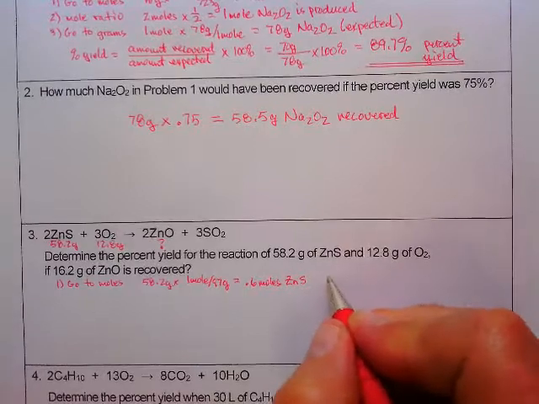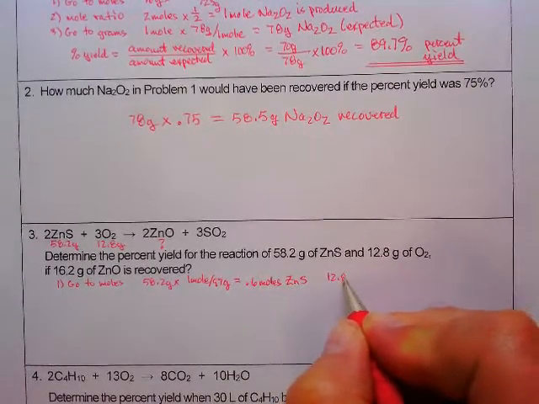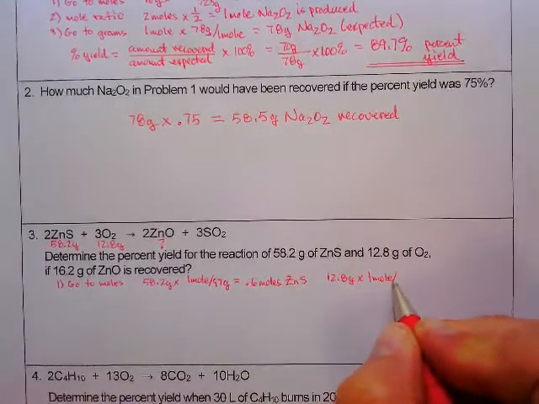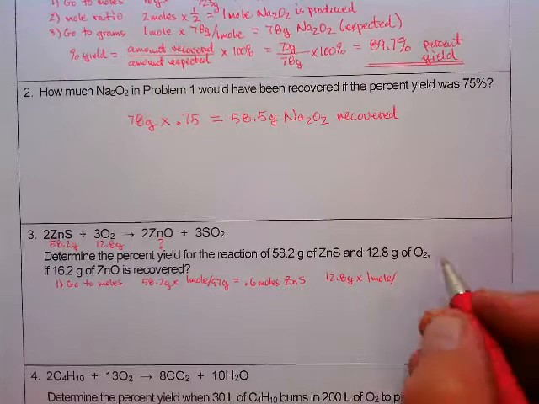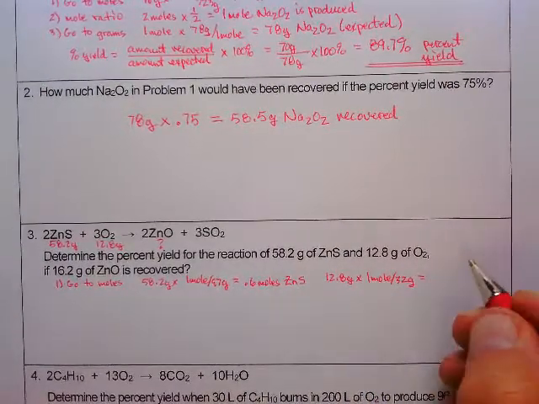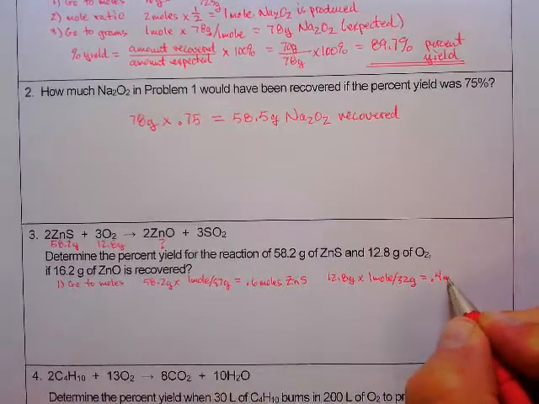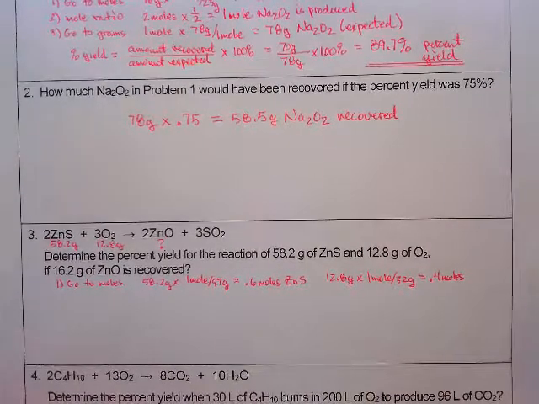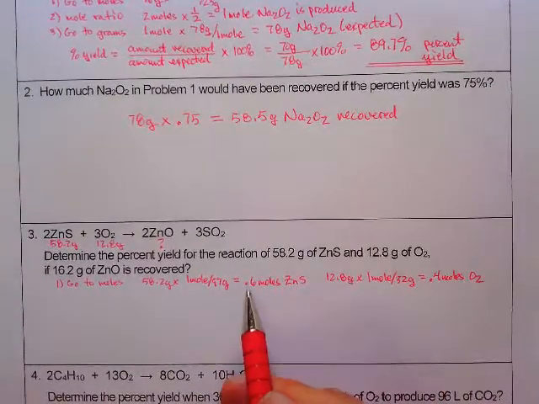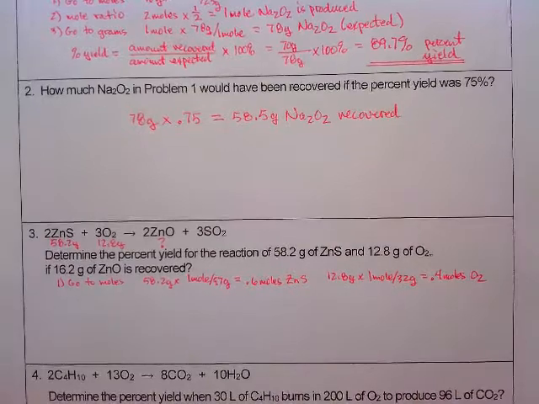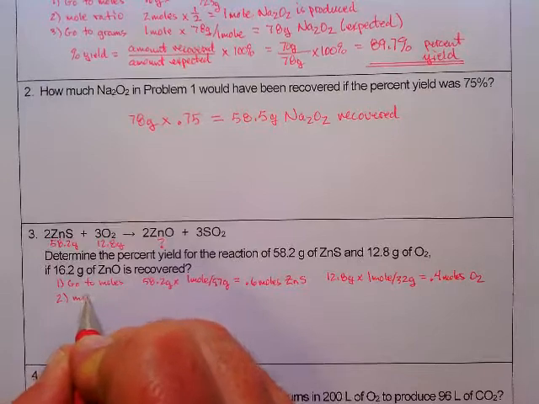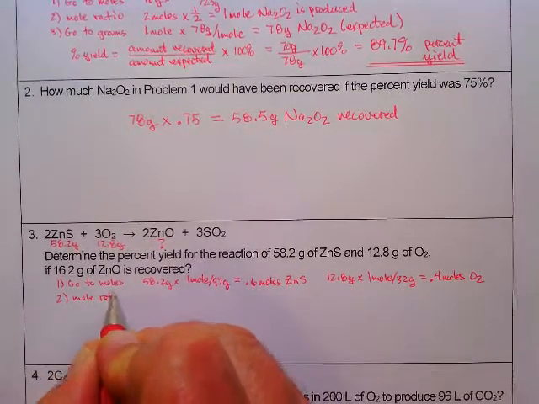And then 12.8 grams times 1 mole over, let's see, 32 grams gives me 0.4 moles of O2. So I have 0.6 for this one, and I have 0.4 for that one. Okay, then we got to use our mole ratio to figure out which one is limiting.